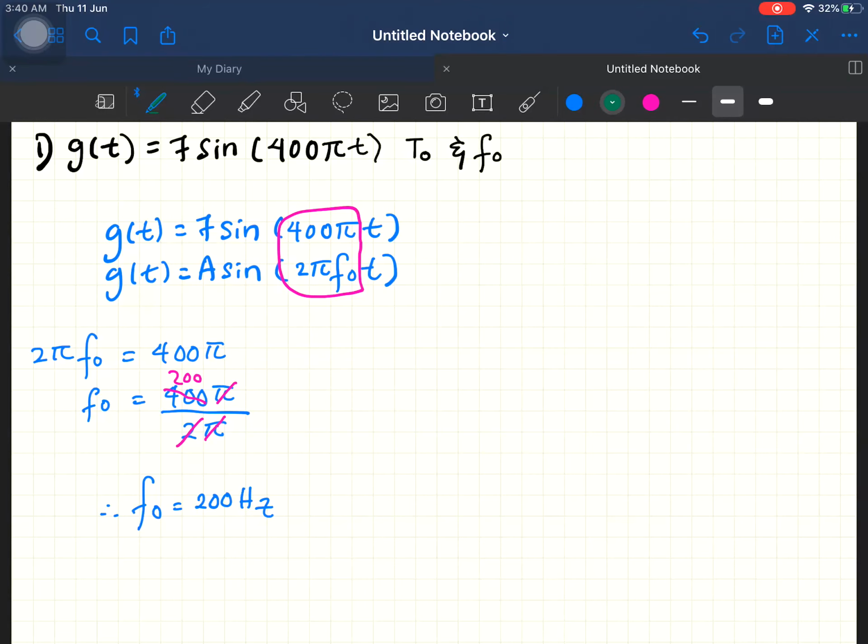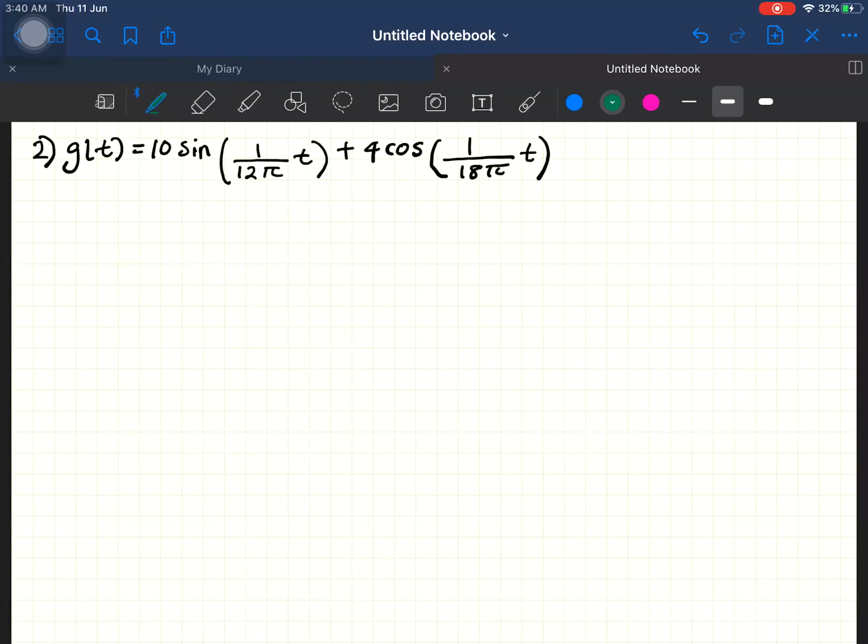Now we know that the fundamental period is the reciprocal of the fundamental frequency. So in this case, the period is equal to 1 over 200 seconds. Now let's look at the second question.